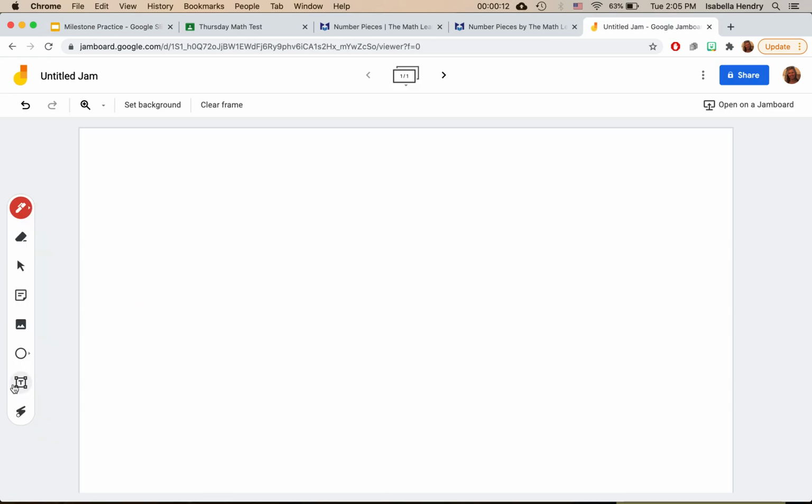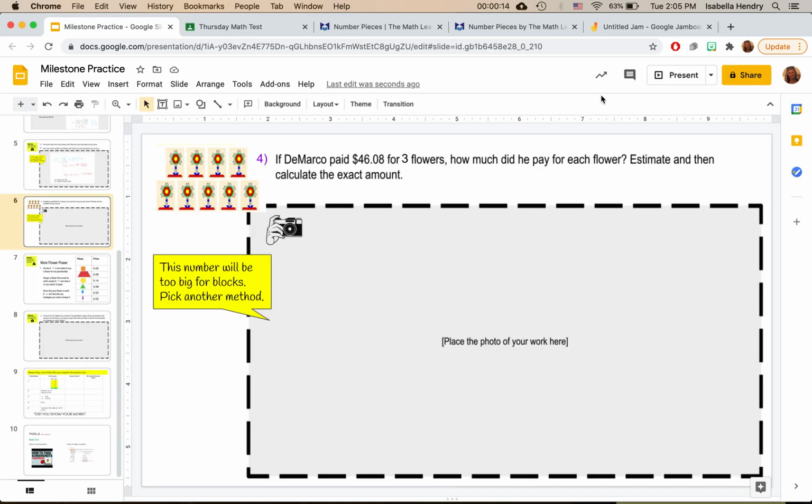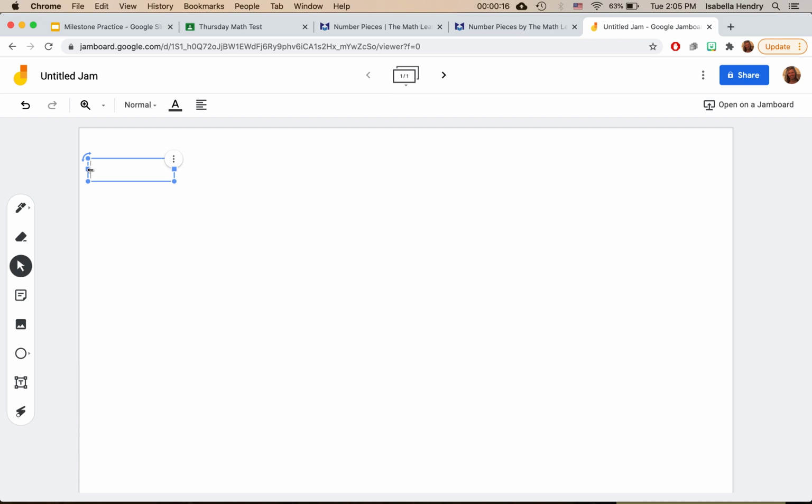So first I'm going to estimate, and I know my problem is I have $46.08, and that was for 3 flowers. I want to know the price for 1 flower. So I know that I'll be dividing this by 3 to find the price for just 1.